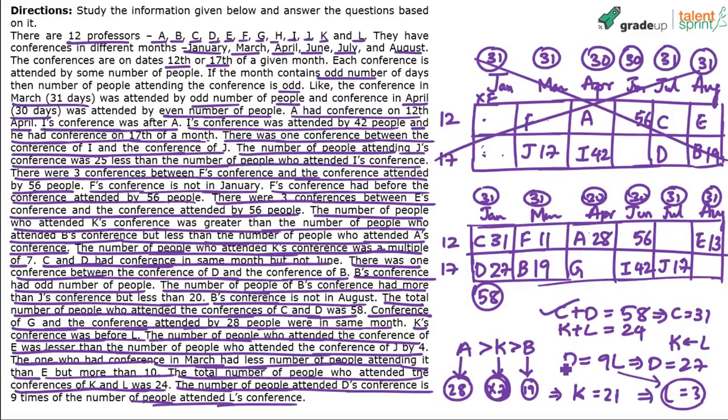So we have got C and D. I think we have got K and L also, right? K is 21, L is 3. But where K and L are placed is not known to us.